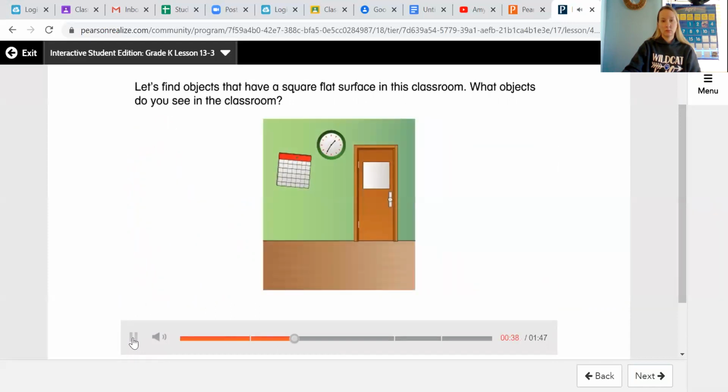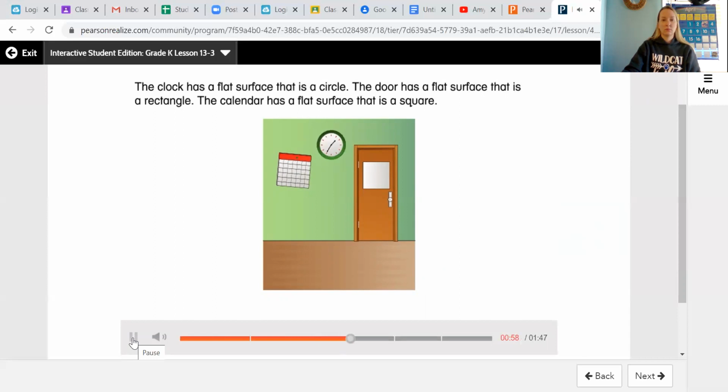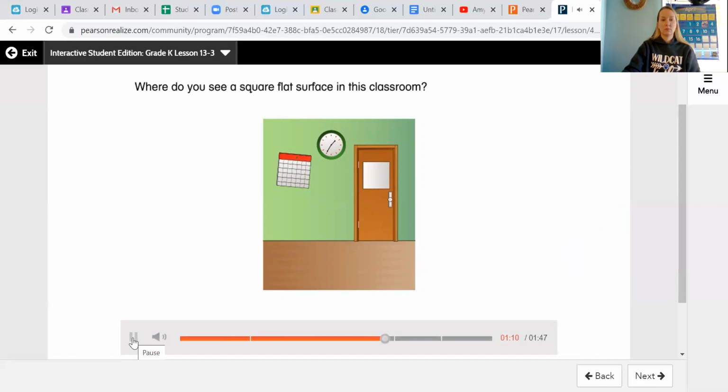Let's find objects that have a square, flat surface in this classroom. What objects do you see in the classroom? You see a calendar, a clock, and a door. What flat surfaces do these objects have? The clock has a flat surface that is a circle. The door has a flat surface that is a rectangle. The calendar has a flat surface that is a square. Where do you see a square, flat surface in this classroom?